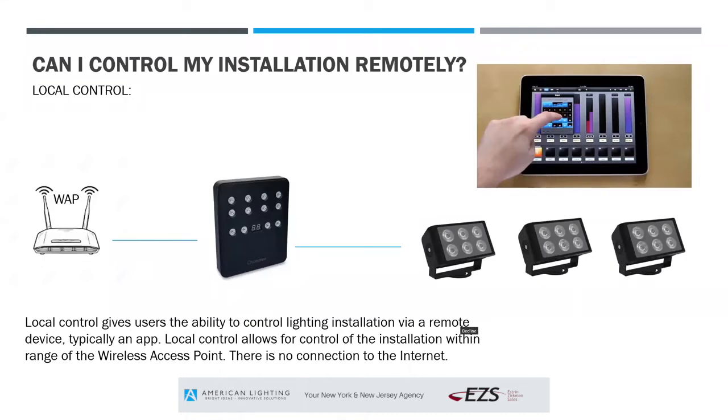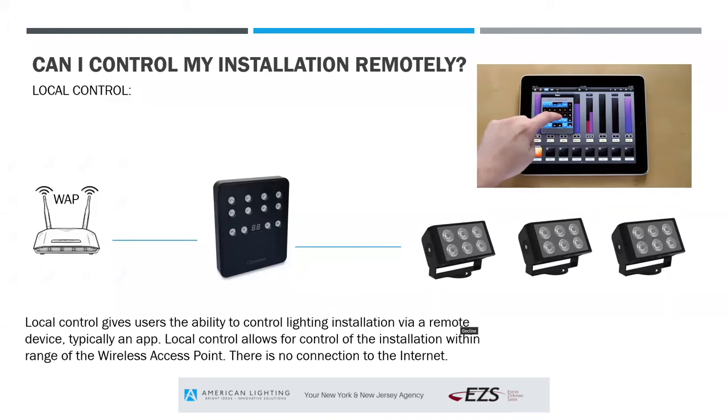One of them is what we call local control, where you have a wireless access point, basically a Wi-Fi router, but it's not connected to the internet. It gives you control over your system, generally through an app on your phone or a tablet, while you are local to that specific project. So let's say you're at a building and you want to be able to control the lights from just inside that building. As long as you're within range of your wireless access point with your app, you can do that.